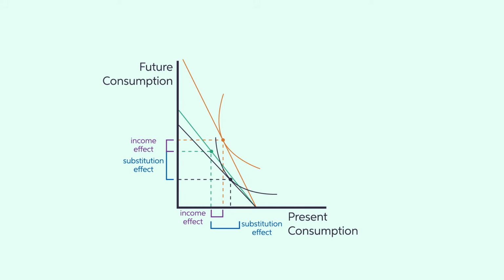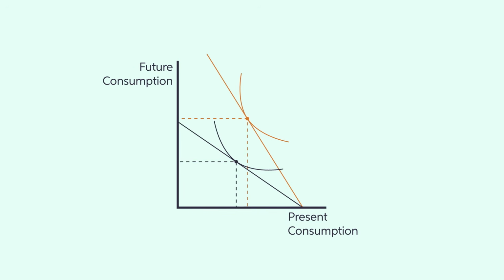On the other hand, the income effect means the household is on a higher indifference curve due to the increase in interest rate. So both future and present consumption could increase with the higher budget constraint. There is a second possibility for the analysis in the graph.